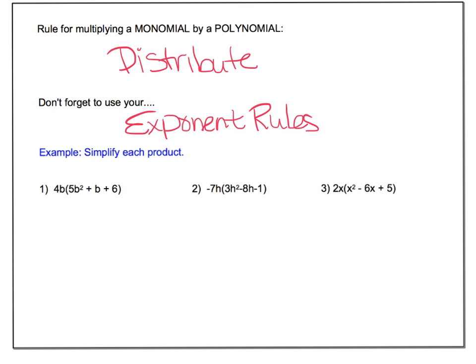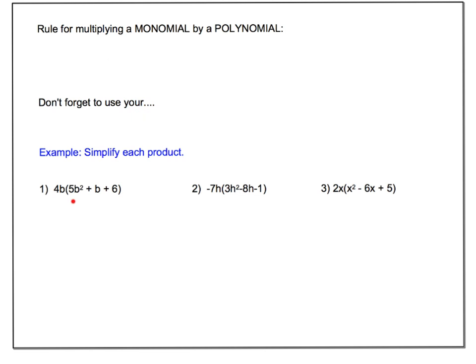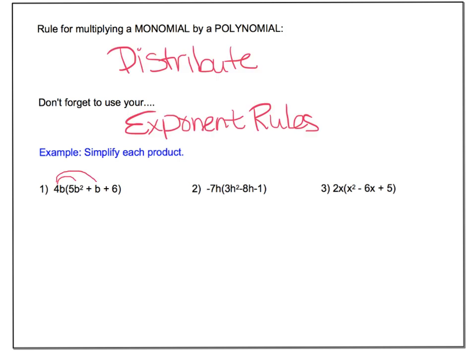Look at example 1. I'm asked to multiply this monomial by this trinomial, and the rule is to distribute. So all you do is take this 4b term and you will multiply it by those 3 parts of the trinomial. In multiplying the 4b times the 5b squared, remember you just multiply the 4 times the 5 to get a 20, and then don't forget your power rules. B times b squared gives you b cubed.